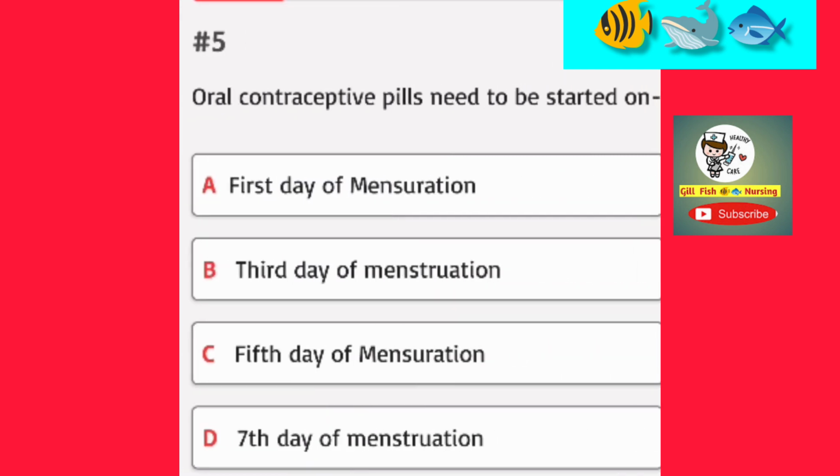And the fifth question is, oral contraceptive pills need to be started on when? A is the first day of menstruation, B the third day of menstruation, C the fifth day of menstruation, and D the seventh day of menstruation. What is the correct answer? Can you guess it? So usually you must start the oral contraceptive pills on the first day of menstruation. So that will be the correct answer.